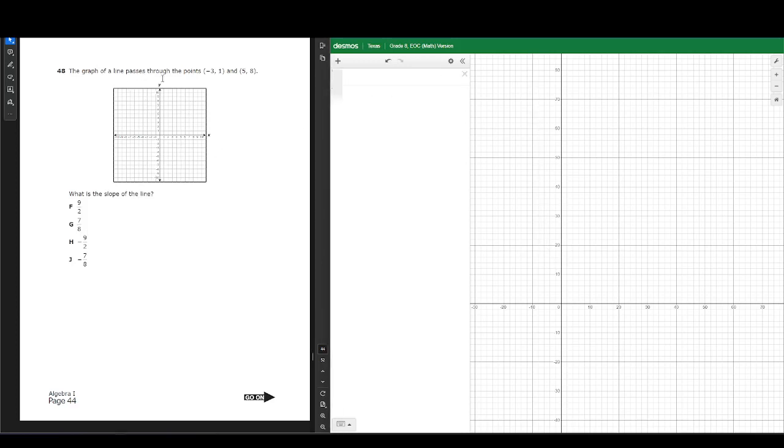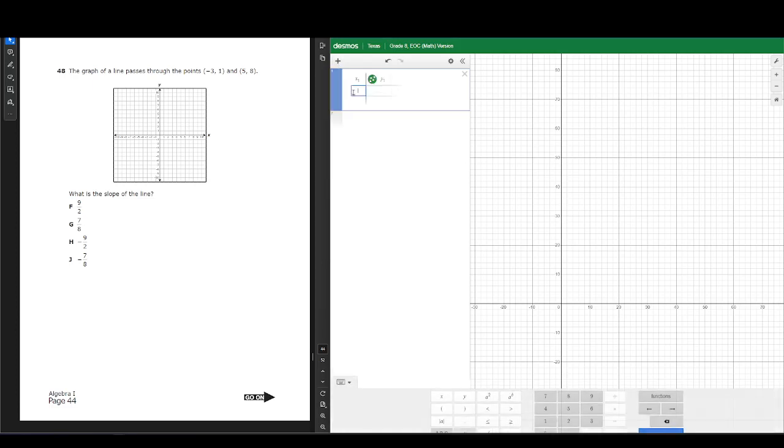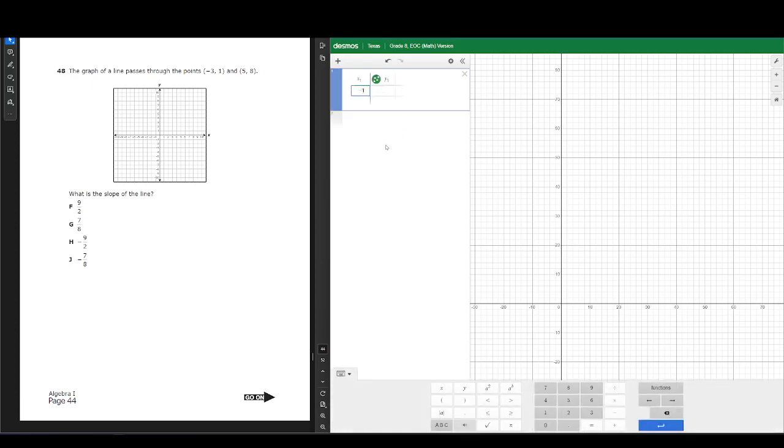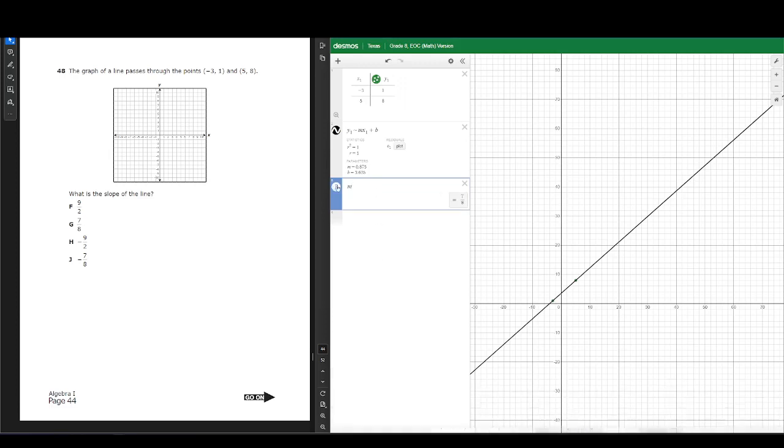The graph of a line passes through these 2 points. What is the slope? Okay, obviously we use the slope formula. It's 7/8. But if we are struggling, as usual, our fallback could be the linear regression with 2 points, -3, 1, 5, 8. y1 is about mx1 plus b. So we get m is 0.875, and if we need that as a fraction, which we do, we can put m and convert to a fraction as 7/8.